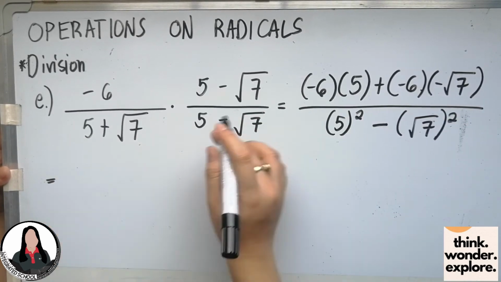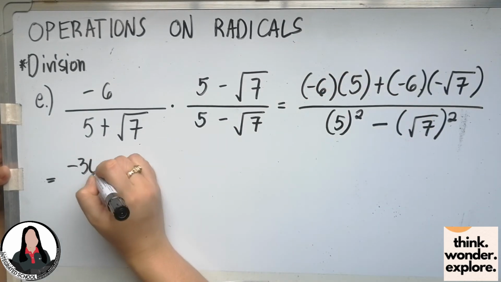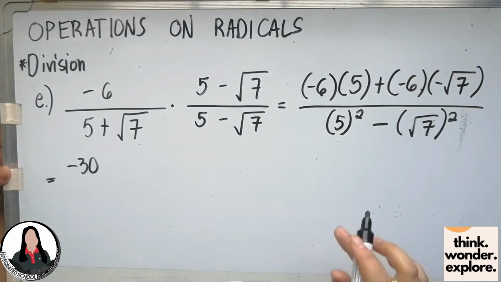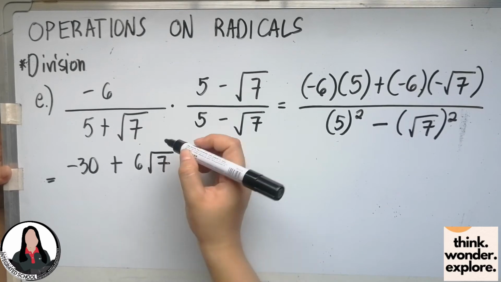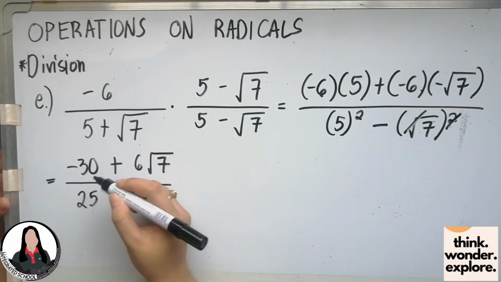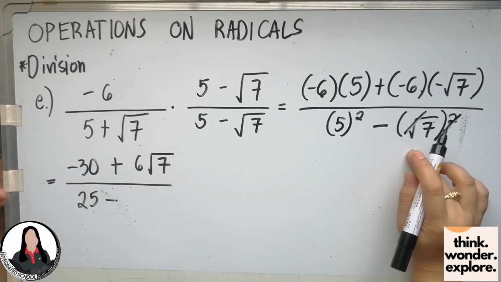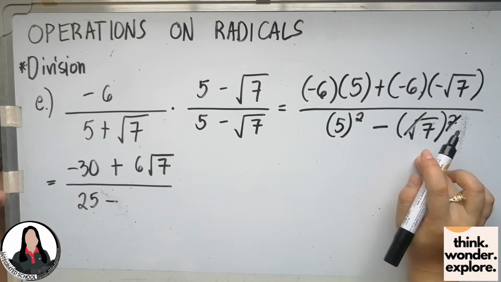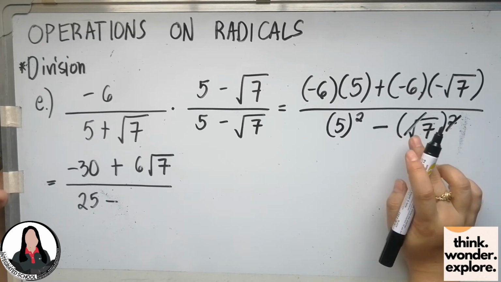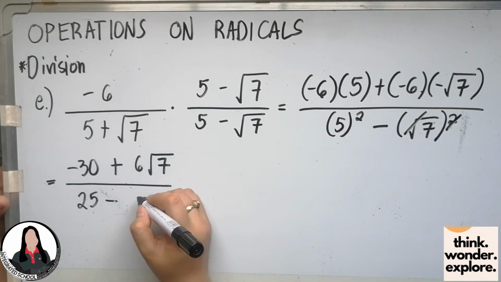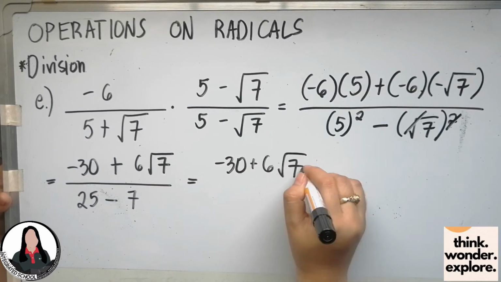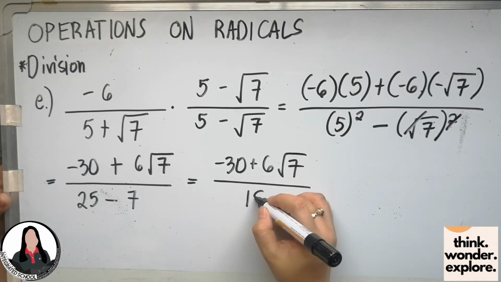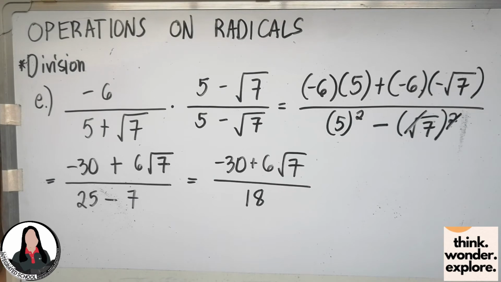So, simply, negative 6 times 5, that's negative 30, and then negative 6 times negative square root of 7, that is positive 6 square root of 7 all over 25 minus the square root of 7 squared is equivalent to 7 since we have to cancel our index and exponent. So we have 7 and then simply negative 30 plus 6 square root of 7 all over 25 minus 7, that is 18. Now, so if you can notice, negative 30, 6, and 18 ay merong common factor.